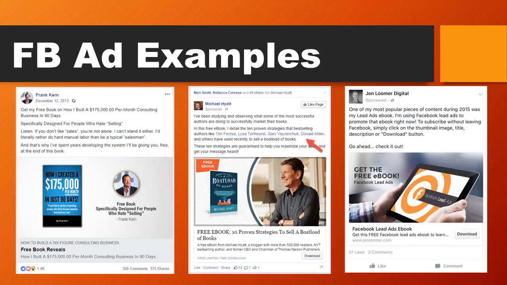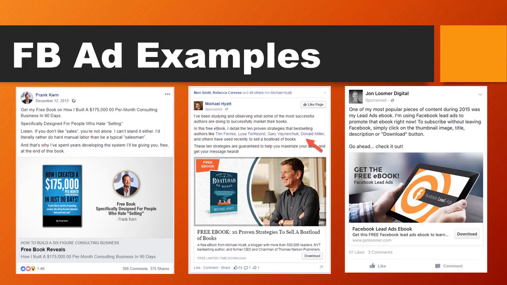A few more by some individuals now. Franken on the left: get my free ebook on how I built a $175,000 per month consulting business in 90 days. What's he giving away? An ebook. Michael Hyatt is talking about 10 proven strategies to sell a boatload of books. Again, a free ebook. We've got John Loomer Digital on the right hand side, a prominent figure in the Facebook advertising space, and he's giving away a free ebook, all about Facebook ads and the rest of that.